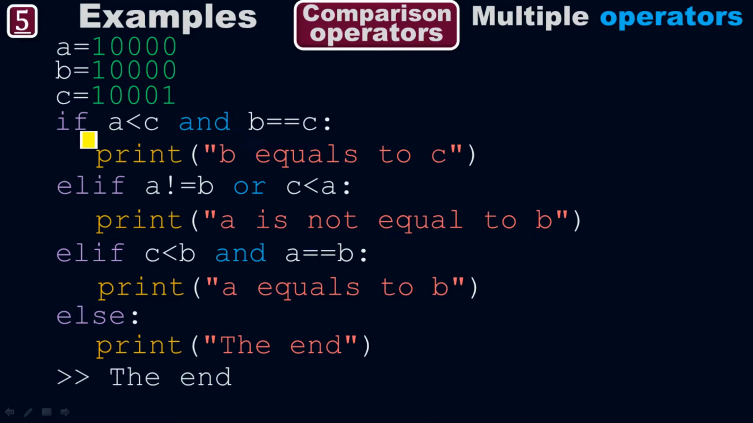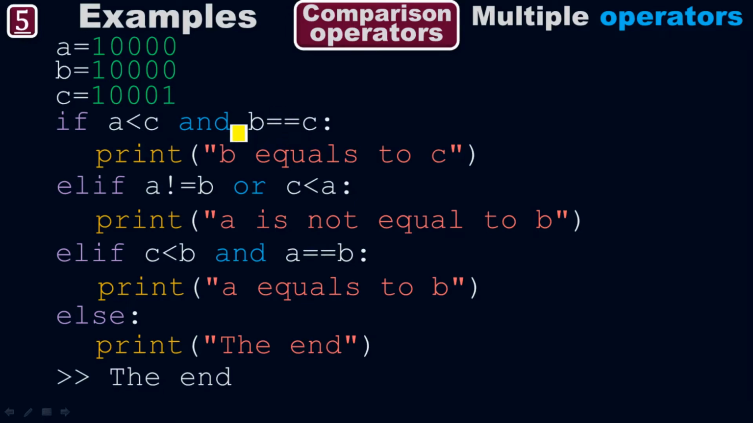In the very first condition, we have 2 statements, 2 terms. A is less than C and B equals C. What is A? A is 10,000, C is 10,001. A is less than C, which means that 10,000 is less than 10,001. Yes, it is true. So the first term is satisfied. But what about the second one? The second one says B equals C. What is B? B is 10,000, C is 10,001. So 10,000 is not equal to 10,001. Therefore, B is not equal to C. The second term is wrong. It is not satisfied.